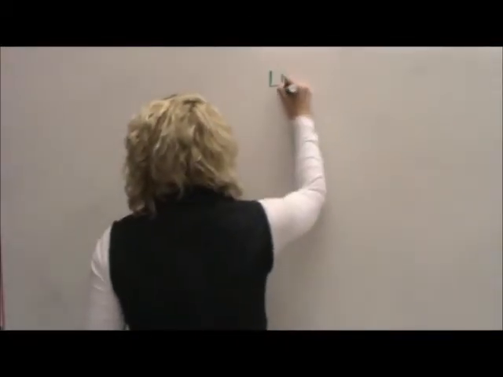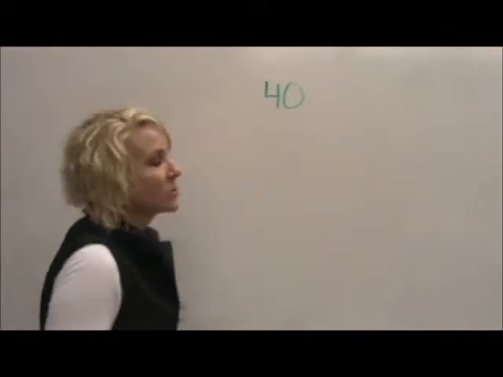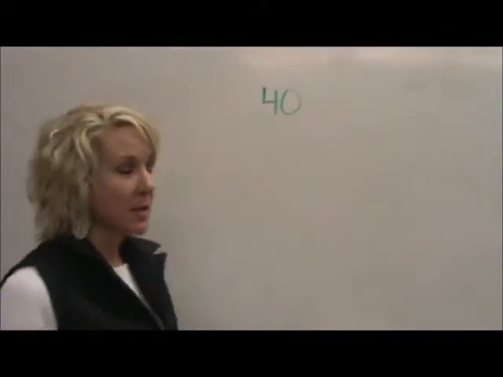I'd like to do another example of prime factorization. So we're going to take the number 40. And first we need to determine that it is indeed a composite number.